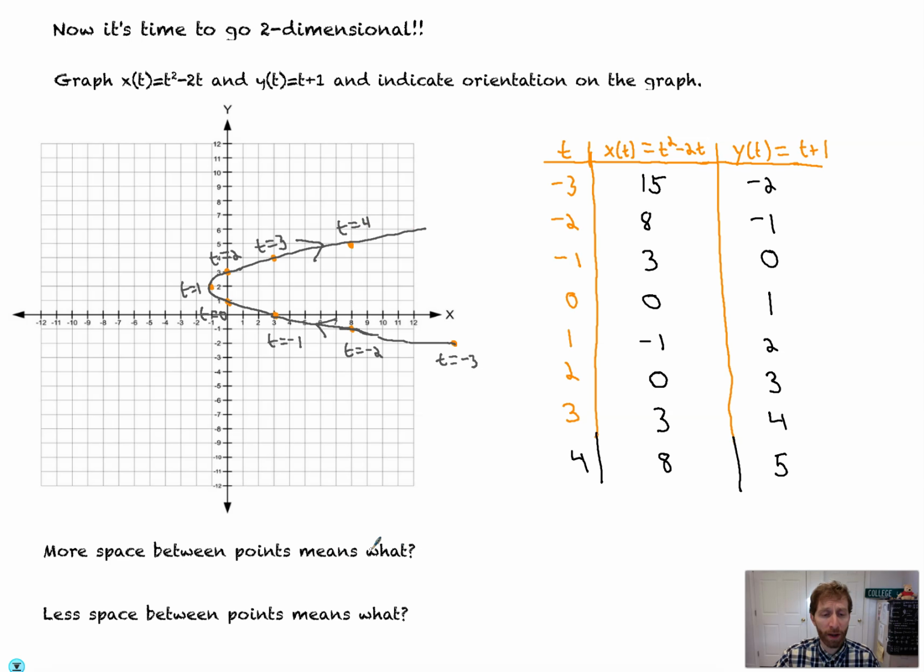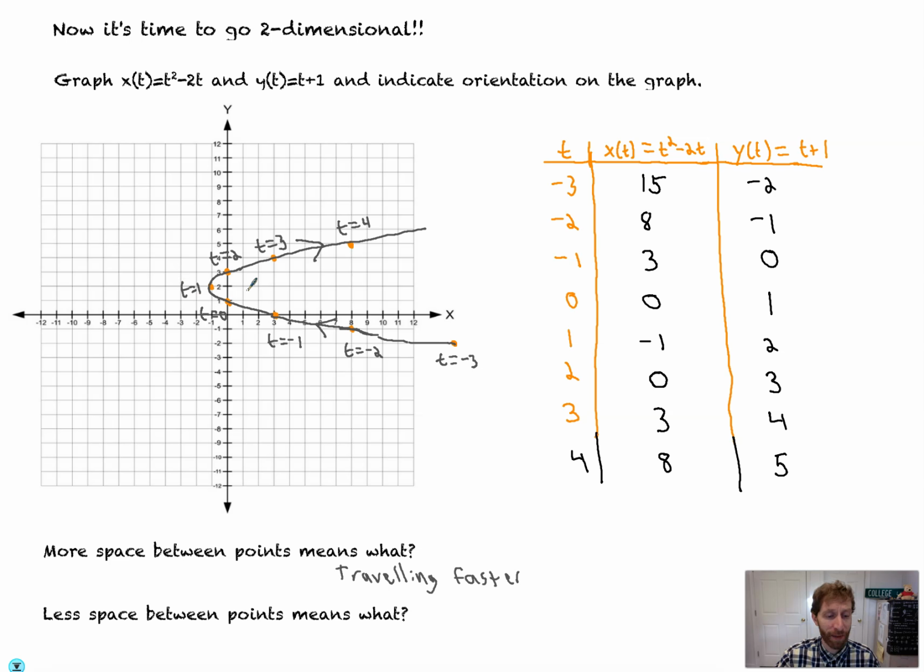So what does more space mean between 2 consecutive points? Well, if the same amount of time elapses between -3 and -2 and -1 and 0, let's say, but there's less space between here and there, we're traveling faster. That's what that means. So we're traveling faster. So I'll say traveling faster or at a greater speed.